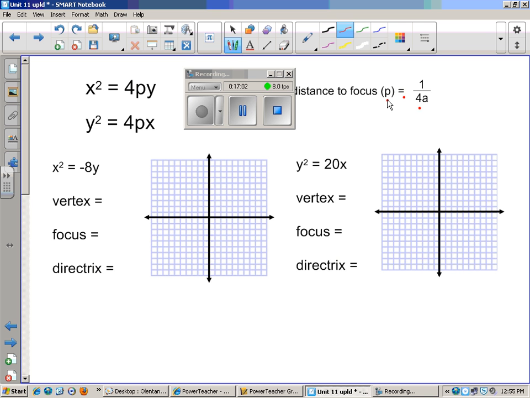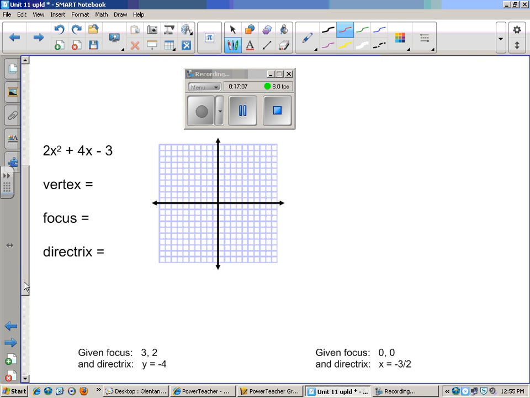Okay, so in, like, let's say this equation, first I'd have to find the vertex. How would I do that? Right, what's the opposite of b?